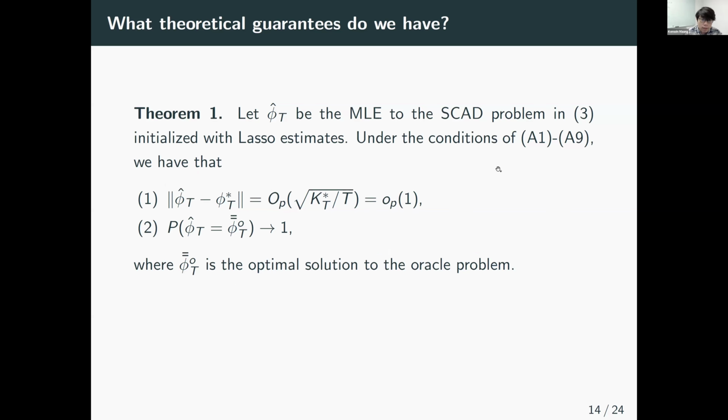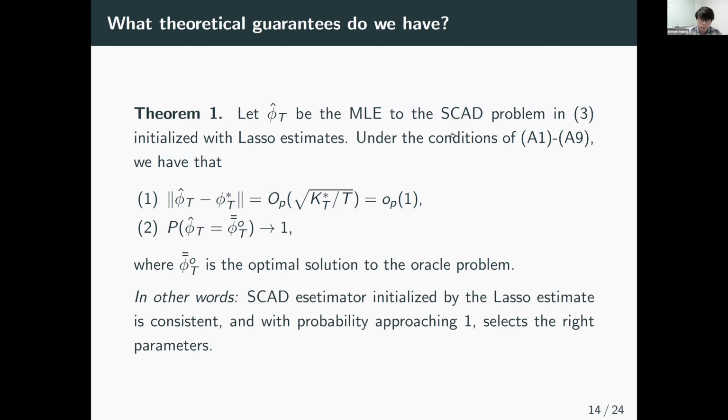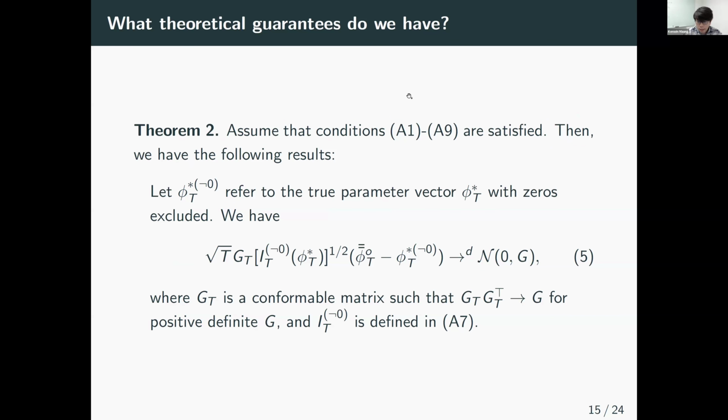And given that, if we initialize the SCAD estimator with the lasso estimates, we can show that the SCAD estimator would be estimation consistent, and also with probability approaching 1, it's going to identify the right zeros in our VAR. So it's able to consistently select the relevant variables. And conditional on selecting the relevant variables, we can also have asymptotic normality for our SCAD estimator.